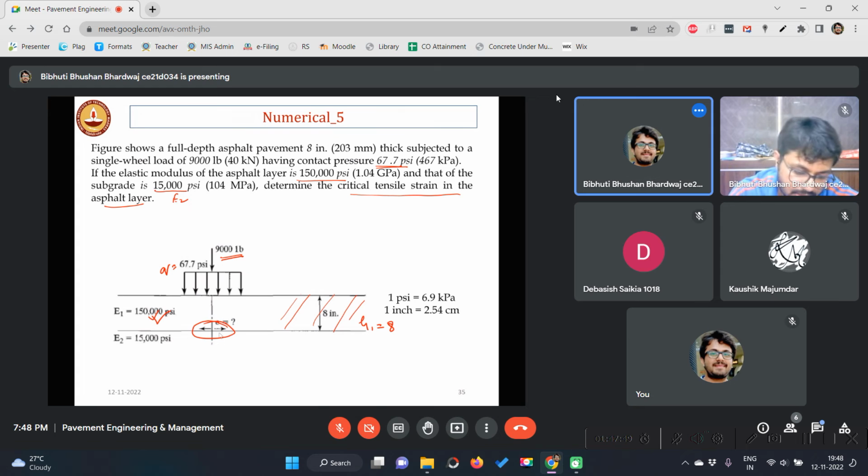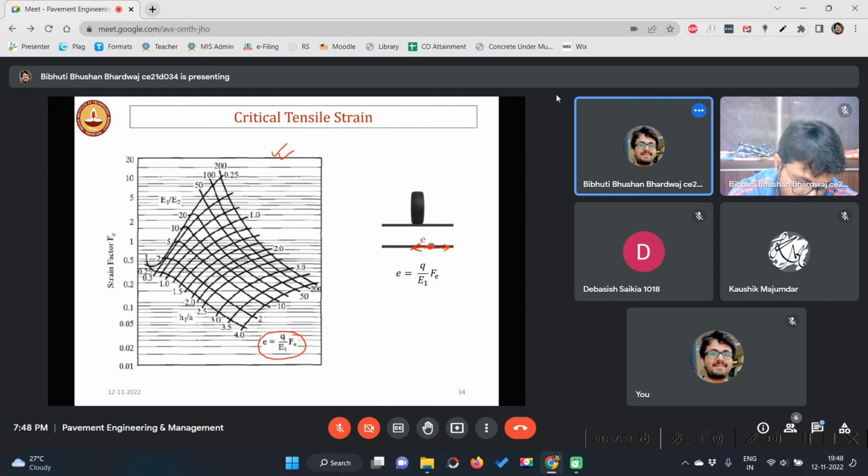First, you see in the curve, what do you need? You need to find out E, right? For that you need Q. Q is given, E1 is given, FE is not known. So FE you can find out from this chart, and in this chart, what do you need? These are E1 by E2 values, and these values are H1 by A. E1 by E2 we already know, 10. H1 by A, how much? H1 is 8, A you don't know.